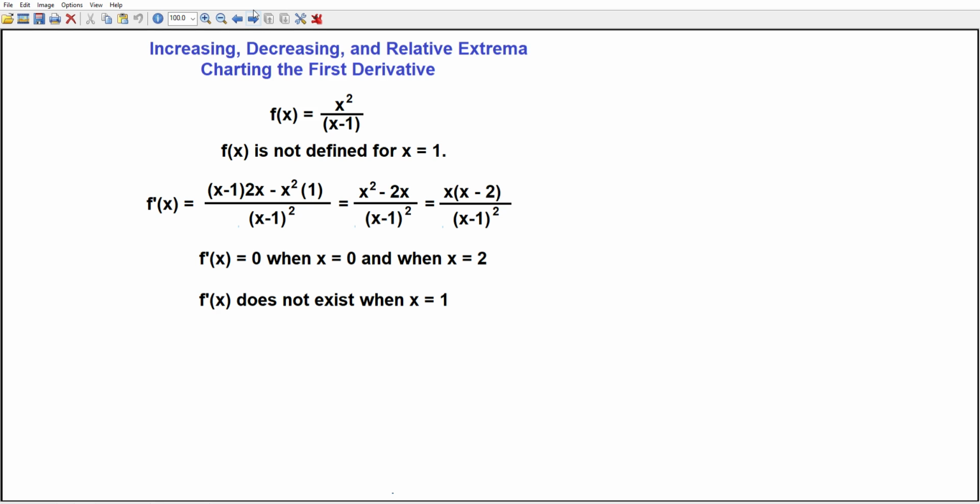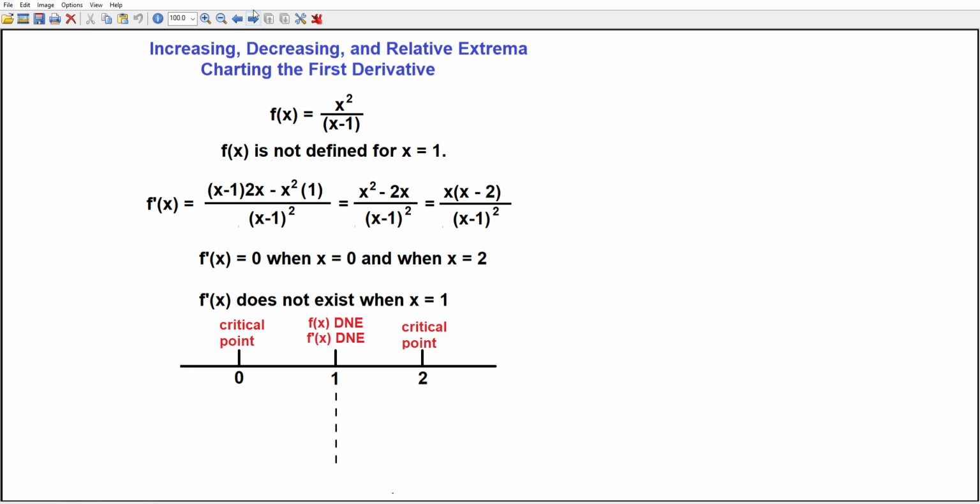Now we chart the derivative, and the first thing we do is write down the three important x values, 0, 1, and 2. 0 and 2 are critical points. 1 is a place where the first derivative doesn't exist, and in fact the function does not exist. So to indicate that the function does not exist, we will draw a vertical line at x equals 1. And when we draw anything resembling the graph of the function, we will not cross this line.